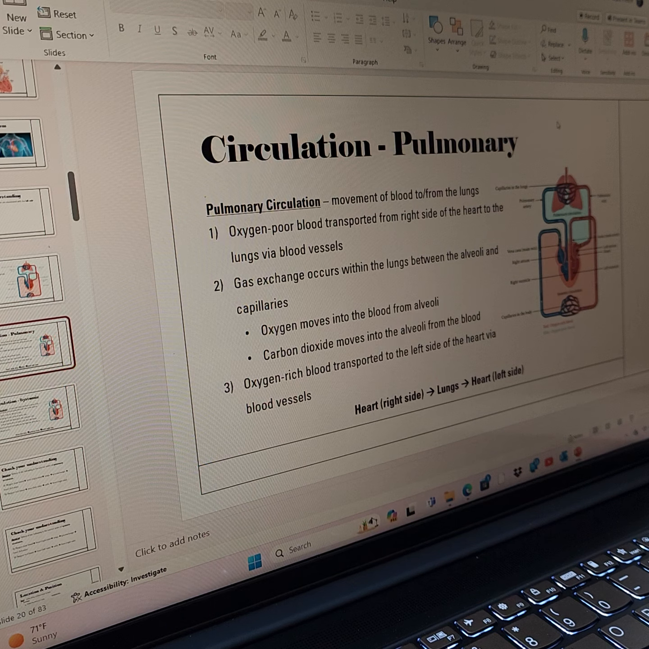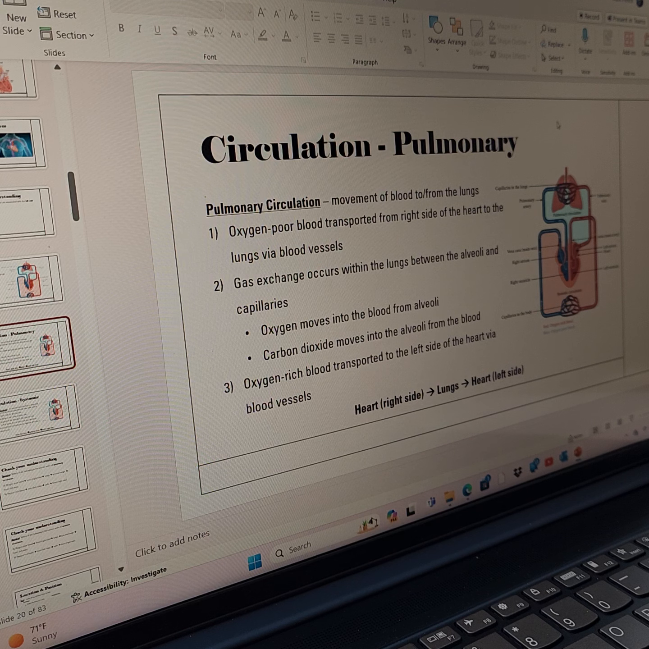So let's be very concise about when they differentiate between pulmonary and systemic, okay? So to be very clear and concise, this is heart of the right side to the lungs to the heart on the left side. Pulmonary circulation, movement of blood to and from the lungs. Oxygen poor blood transported from the right side of the heart to the lungs via blood vessels.